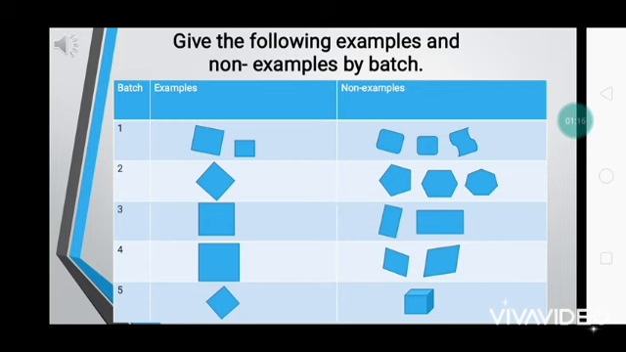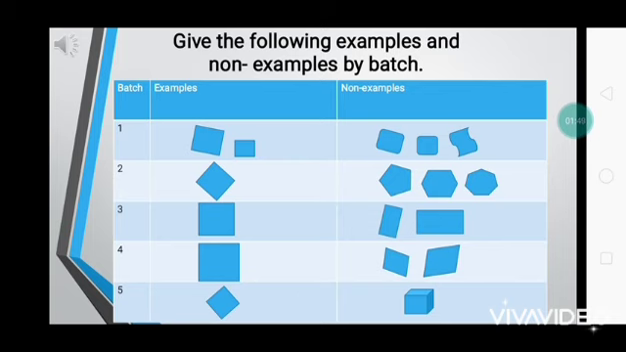Batch 2 has 4 sides. So, the example is the diamond. Diamond has 4 sides. While the non-examples of batch 2 are pentagon, 5 sides, hexagon, 6 sides, heptagon, 7 sides. Batch 3, the sides have equal length. So the example is the square. The square has equal sides. While the non-example of batch 3 is the rectangle.